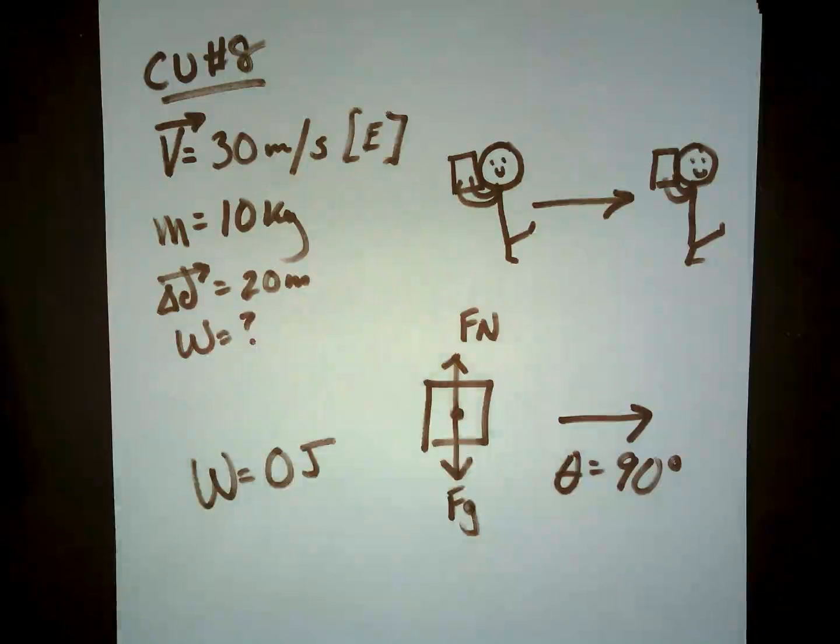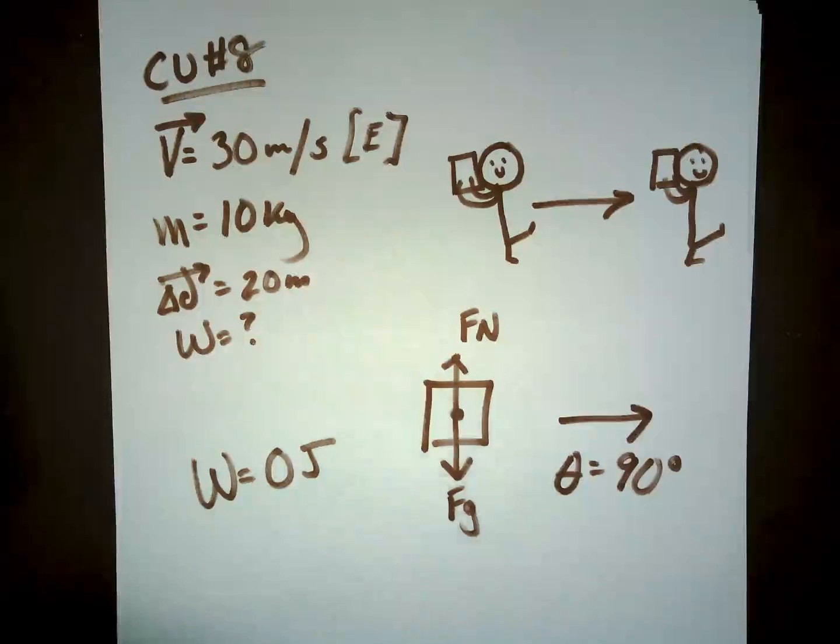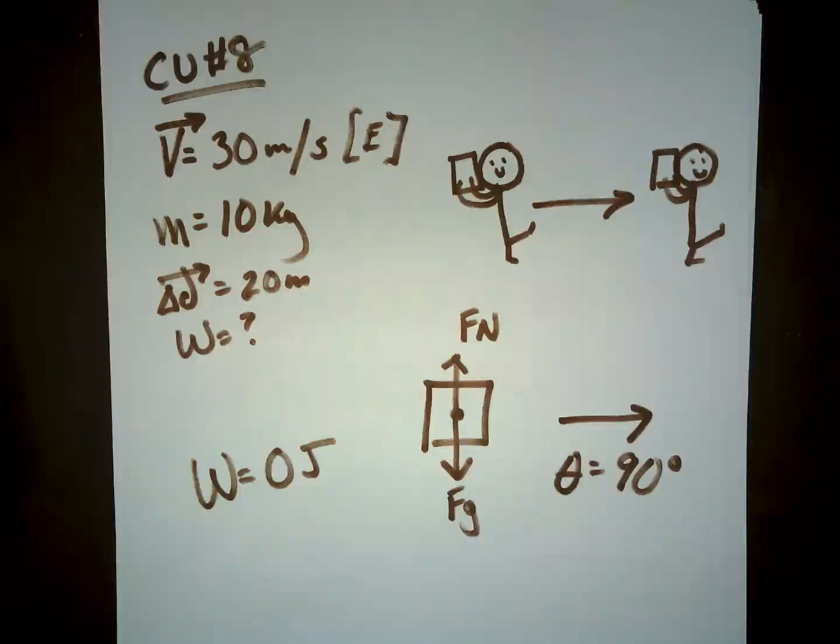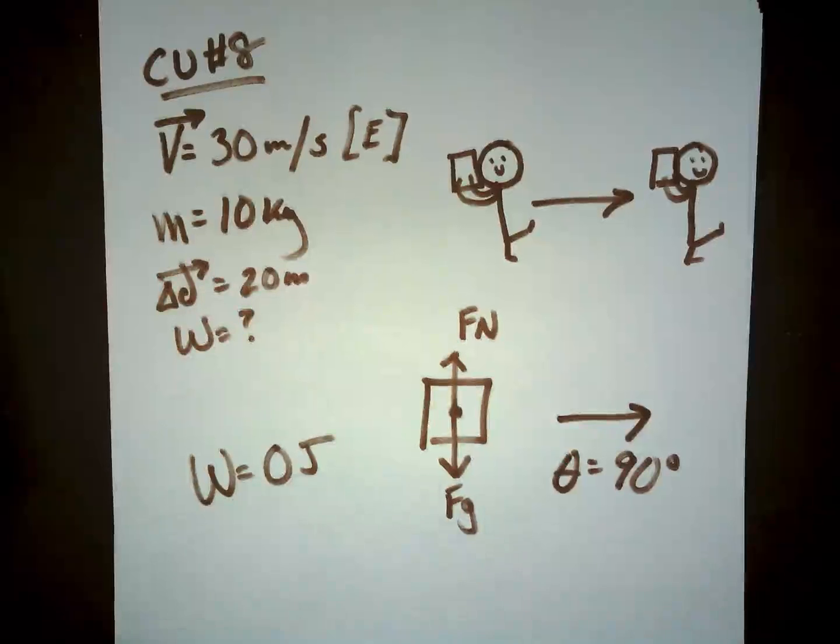But during this time, you yourself are not moving that box horizontally while you're also walking horizontally. So in this case, work is 0 joules.